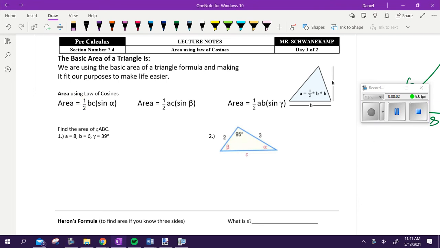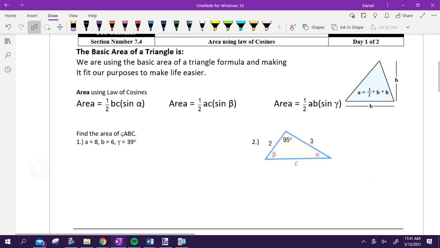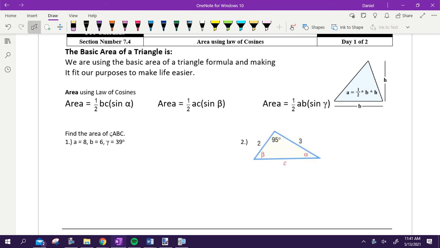All right, here we go. We're finding the area of triangles today. This is the first time we've done this. We're finding the area of a triangle.